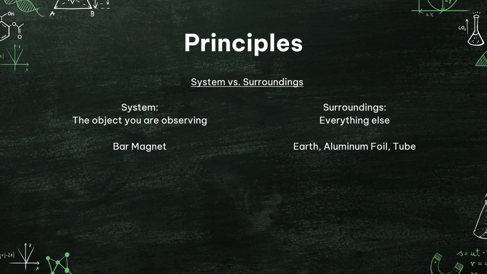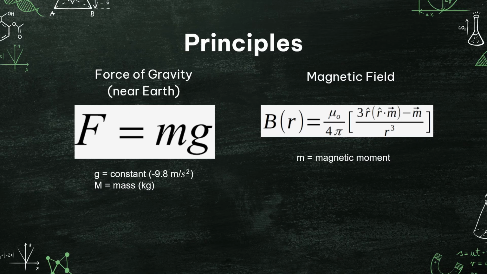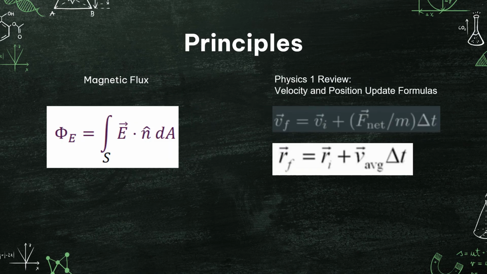In this lab, the system is the bar magnet, and the surroundings include the earth, aluminum foil, and the tube. A couple of the key principles in this lab are the force of gravity, where F equals mass times the gravity constant, and also knowing the equation for magnetic field, which is seen on the right side of the screen. Some other key principles include the magnetic flux equation on the left, and both the velocity update formula and the position update formula, which are both seen on the right.